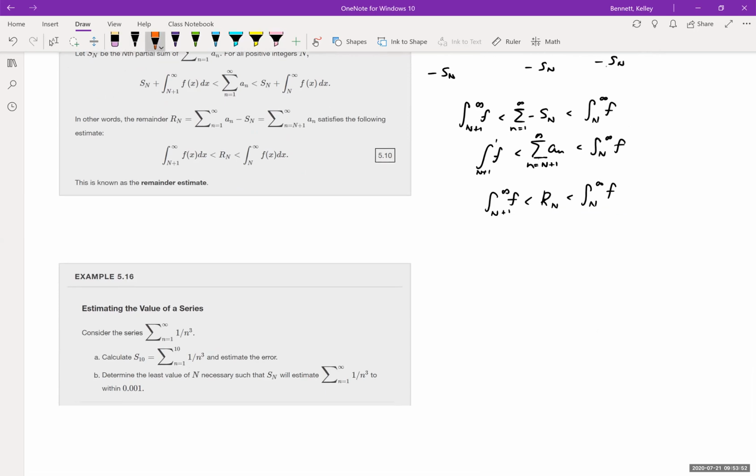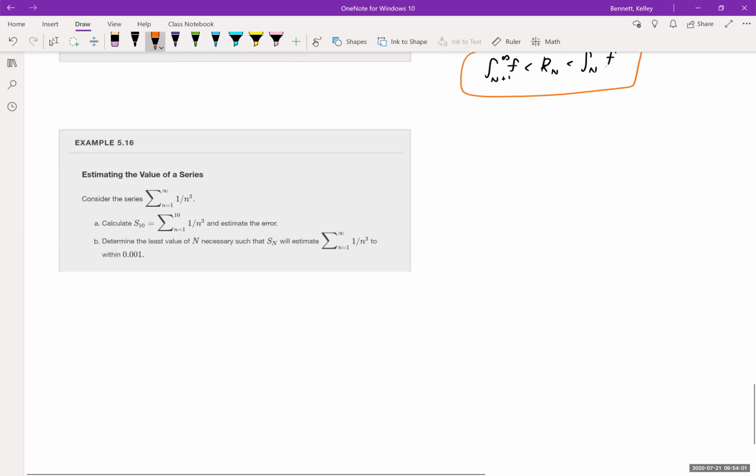So we are going to use this to estimate the value of a series. All right, so for the entire example, the series is this. Maybe let's just set up the whole thing. We have a sub n, which is 1 over n cubed.